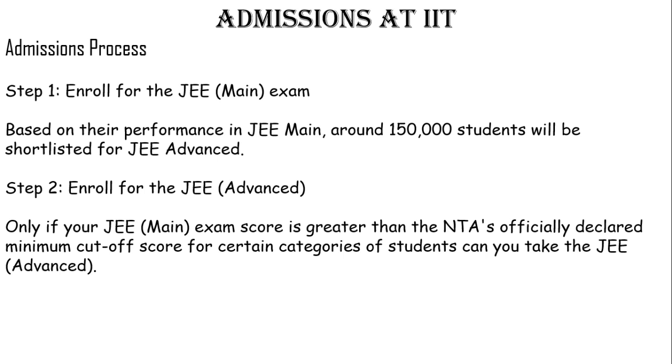Today we are going to discuss the admissions and eligibility criteria in the IIT. First, the admission process. Step 1, you need to enroll for the JEE Mains exam. Based on your performance in JEE Main, around 1,50,000 students will be shortlisted for JEE Advanced. Then if you want to write the JEE Advanced exam, enroll for it.